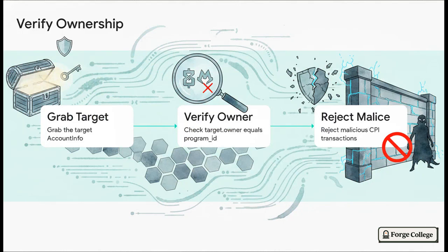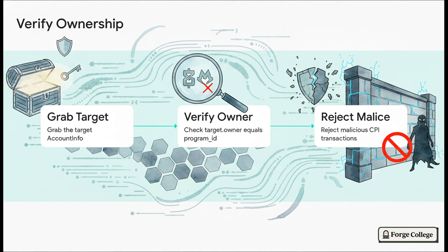Here's how we build out our defense against malicious cross-program invocations, or CPIs. Step 1. Grab that target account info from your iterator. Step 2. You explicitly verify that target.owner equals program ID. You're checking, right then and there, if the account is actually governed by your specific program. If an attacker tries to pass in a spoofed account that looks perfectly formatted but is actually owned by a different malicious program, this check catches it dead in its tracks.